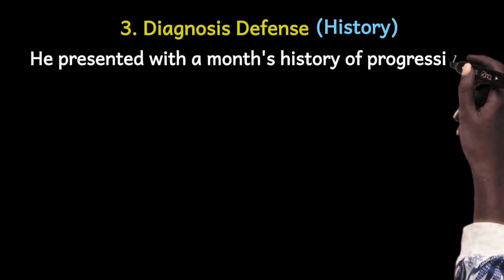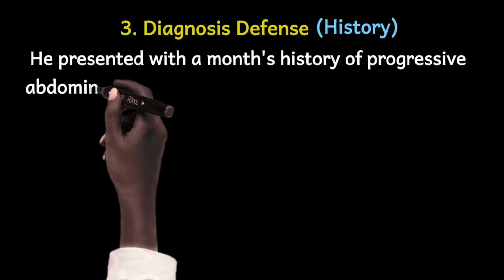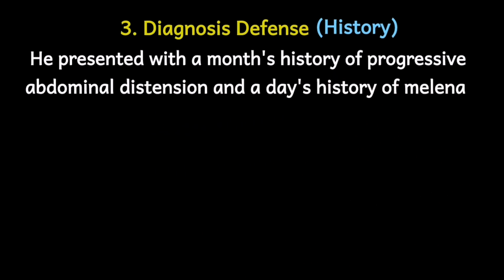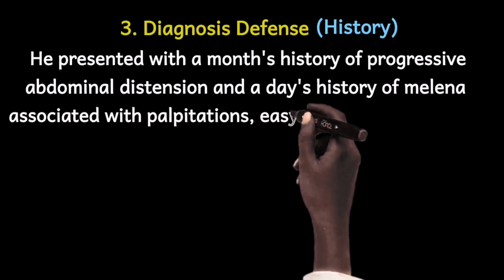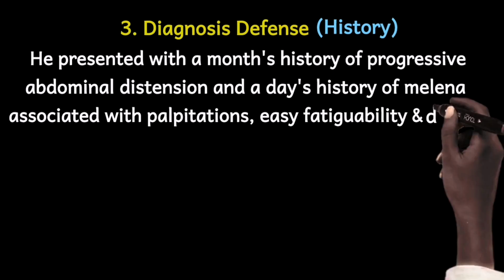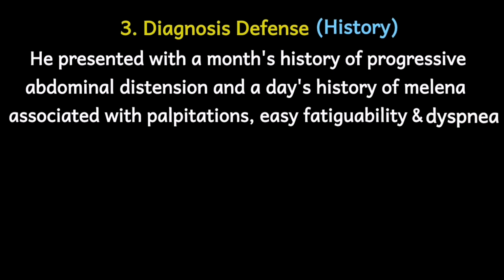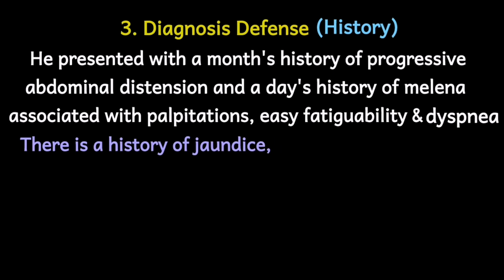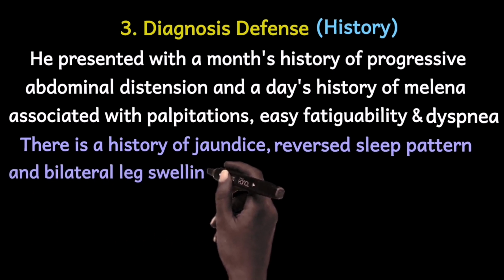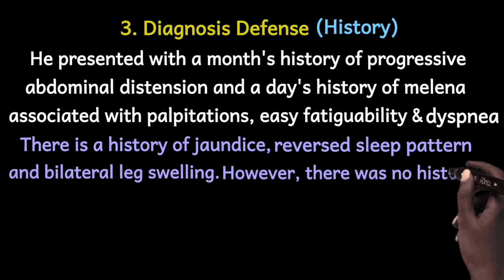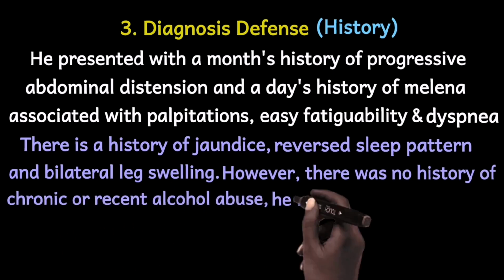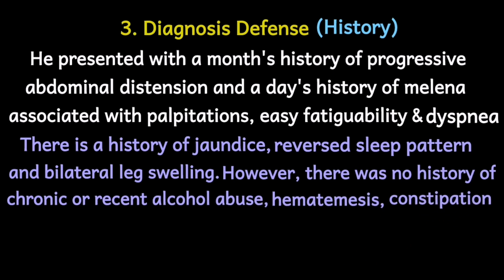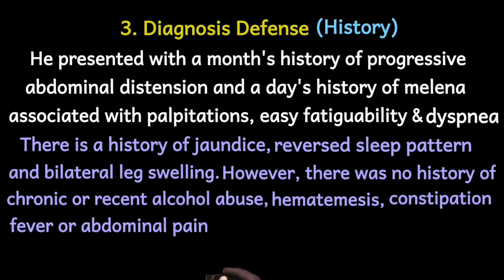He presented with a month's history of progressive abdominal distension and a day's history of melena associated with palpitations, easy fatigability, and dyspnea. There is a history of jaundice, reversed sleep pattern, and bilateral leg swelling. However, there was no history of chronic or recent alcohol abuse, hematemesis, constipation, fever, or abdominal pain.